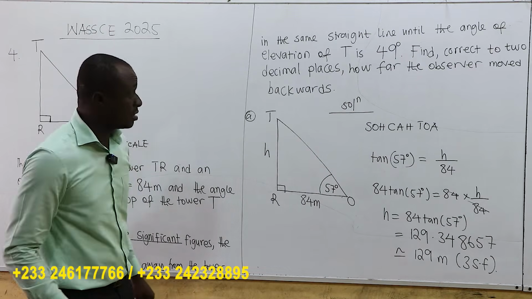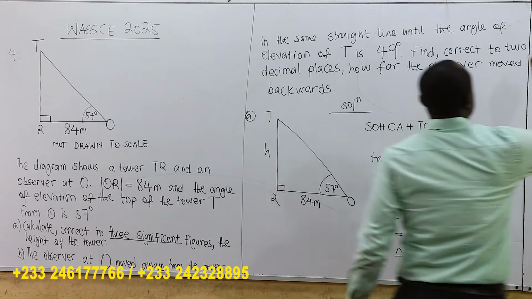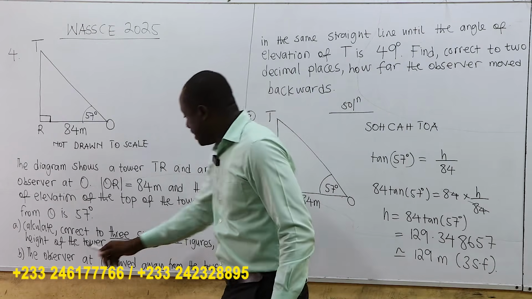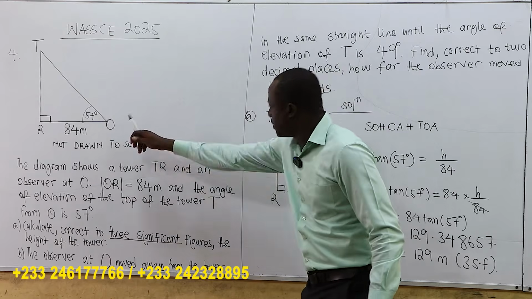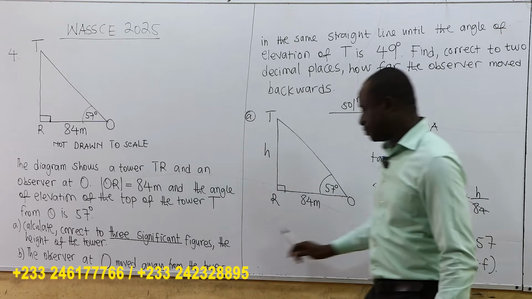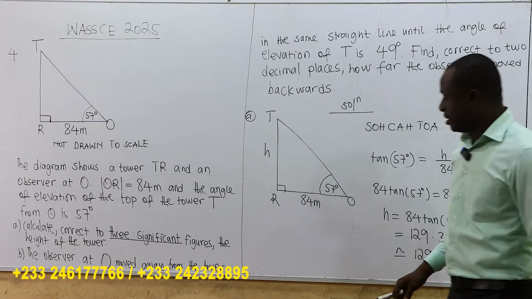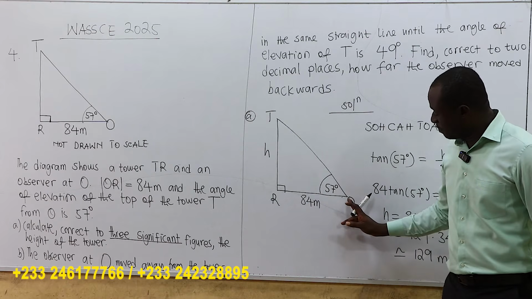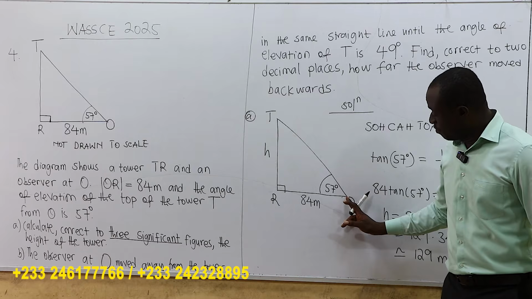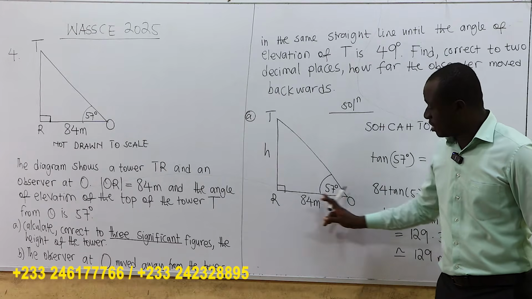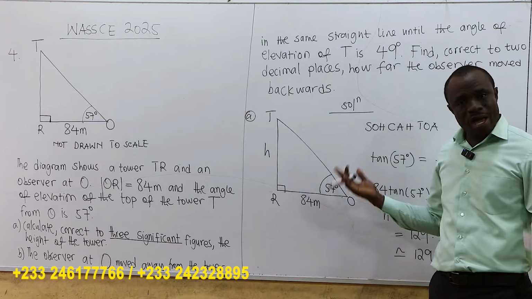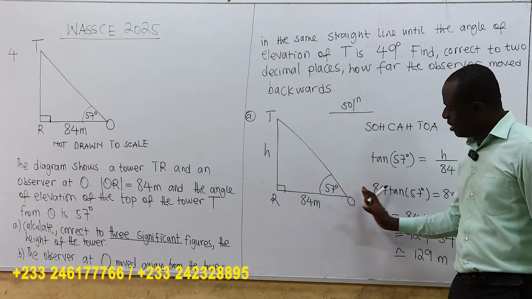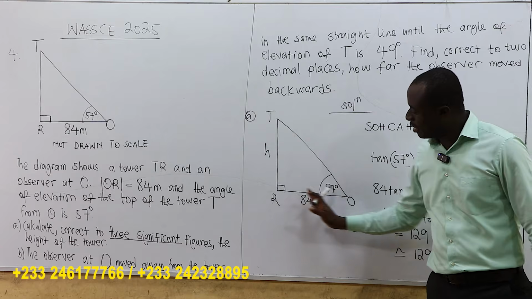Very, very important. What is question B saying? B part says that the observer at O, the observer over here, moved away from the tower. Now, if this person is moving towards the tower, then the person will come this way. But moving away, very simple, away, going this way.